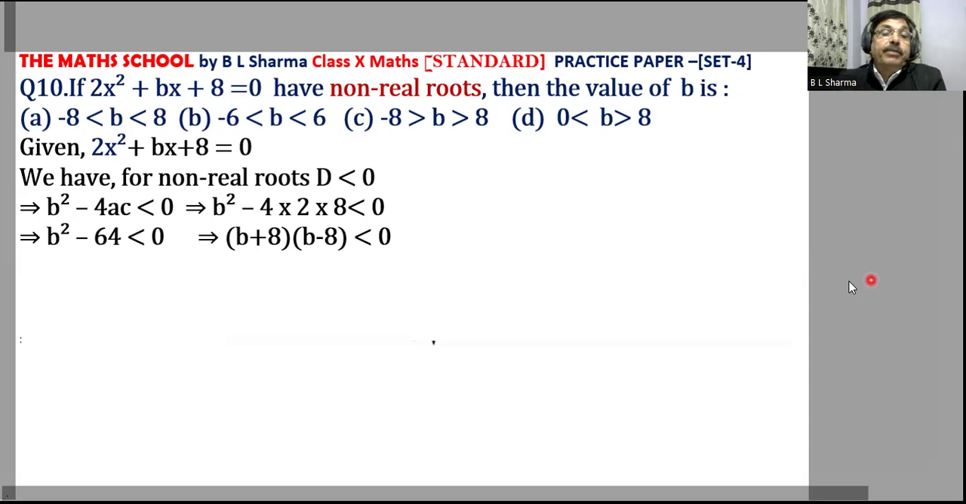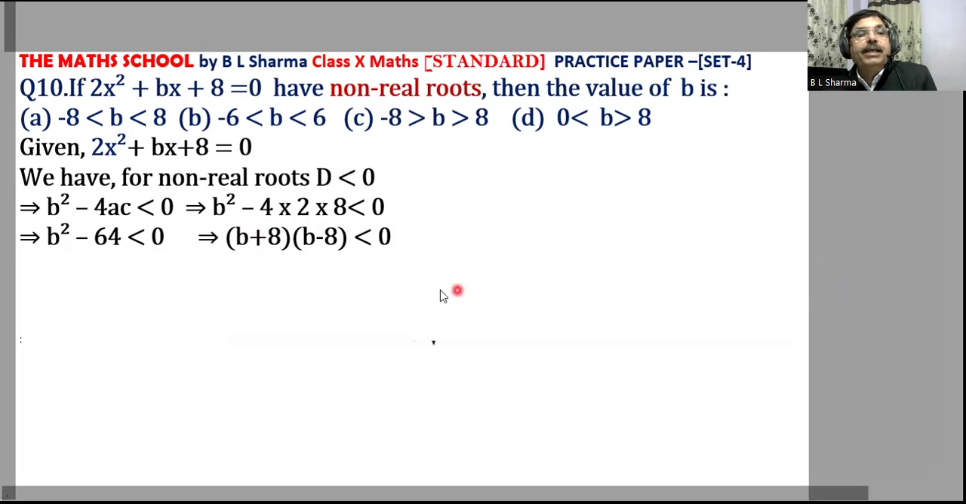Now it has become very important how to do the next part, because here the product of the two numbers is less than 0. It means out of the two numbers, one is positive, the other is negative. If b plus 8 is positive, b minus 8 should be negative, or if b plus 8 is negative, b minus 8 should be positive, because negative into positive is negative. One factor out of these two is negative. How to solve it? I am giving you a trick for this.